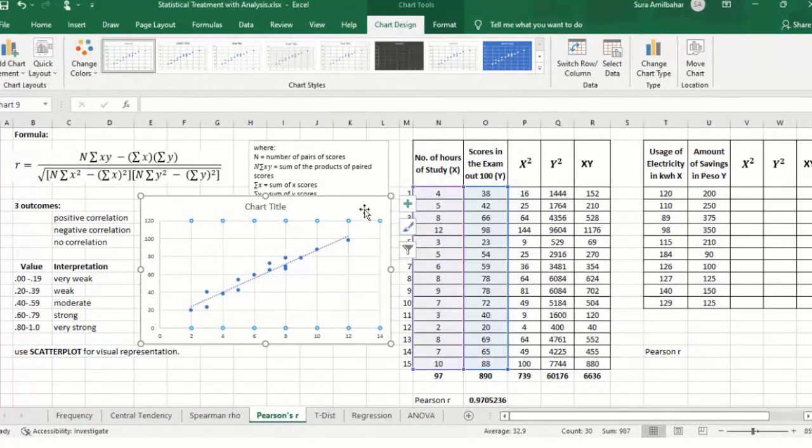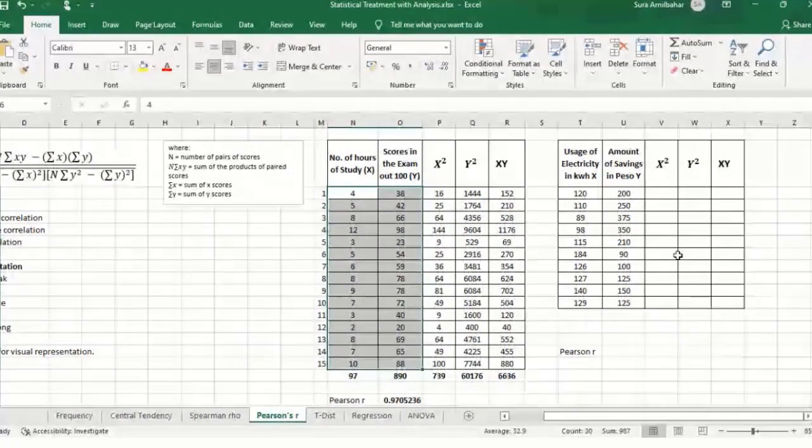Okay. So that is how you look at it, guys, that is how this plot is made. And by the way, the interpretation here is, the higher the number of hours that you study, the higher the scores in the exam you will get. It's that simple to interpret. Okay? Let's try this one.